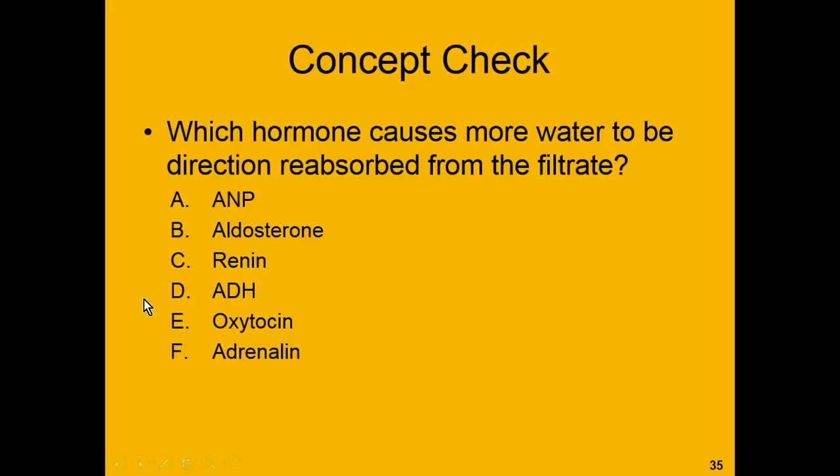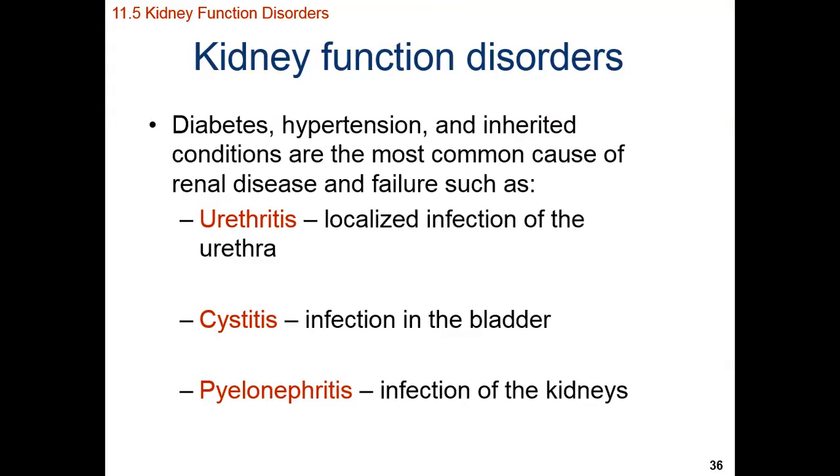ADH will cause water to be directly reabsorbed from the filtrate to decrease urine volume and increase blood volume. I misspoke there. My bad. Aldosterone has a similar end effect, except instead of focusing on water directly, aldosterone will cause us to directly reabsorb sodium ions from the filtrate.